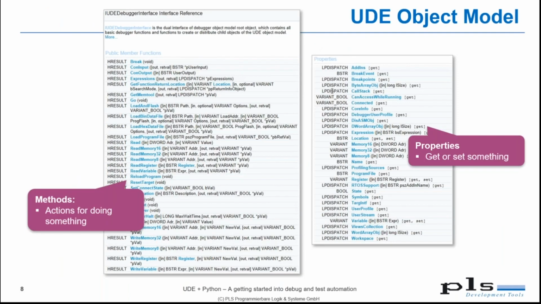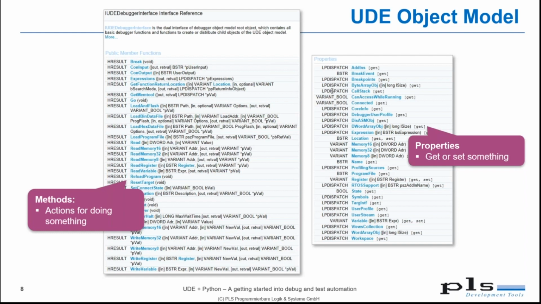Each of these objects implements methods or functions and also provides properties. This is a screenshot of the documentation for all the methods and all the properties of the debugger object. On the left side, you see the functions for doing something, and on the right side, you see the properties for getting or for setting something. The screenshots are taken from our help system. I'll show you later the help system in more detail.